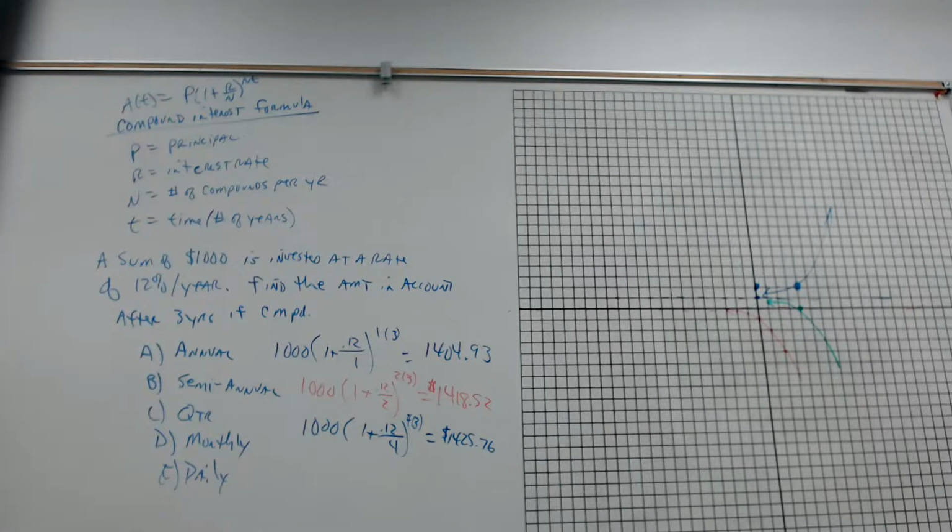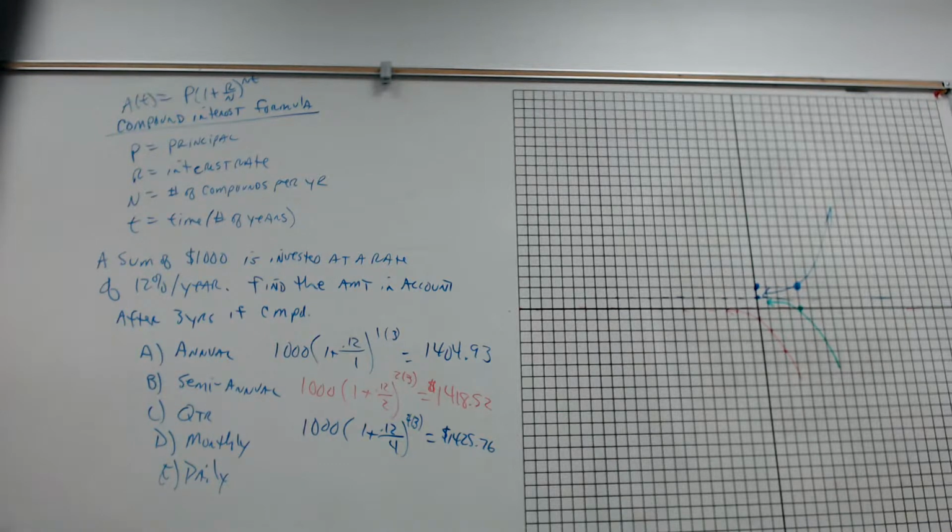Another $7. So if you're saving money, what do you want? Do you want to compound more often or less often? More often. If you're getting a loan, which one do you want? You want less. Which one do you think the bank uses? They use the daily.